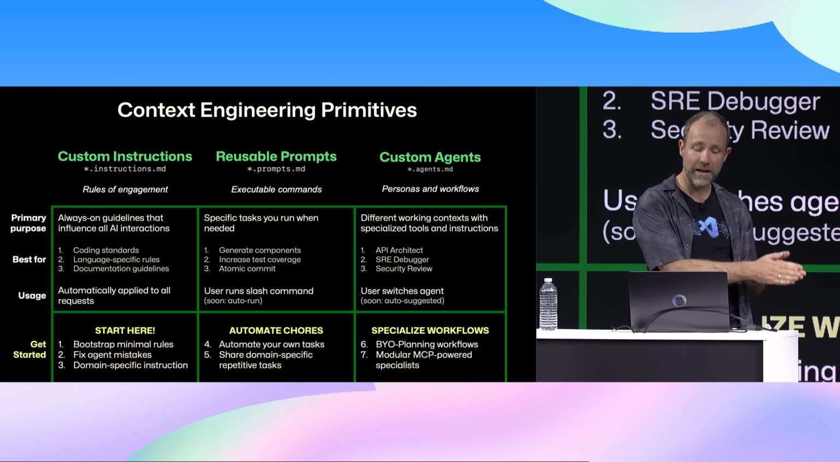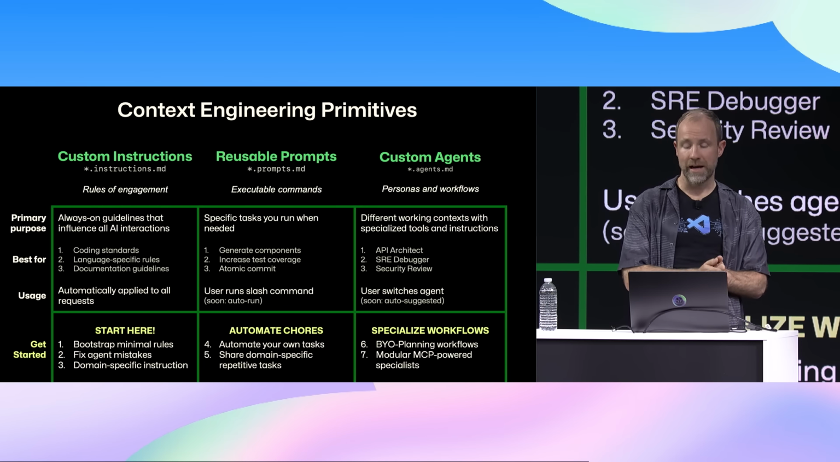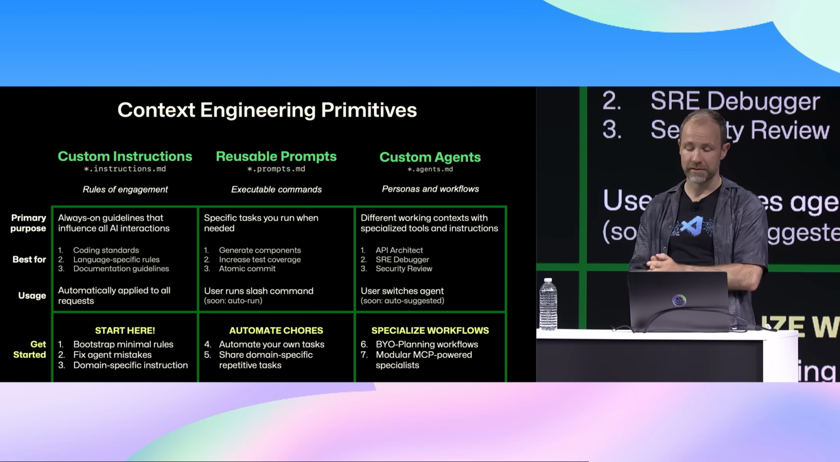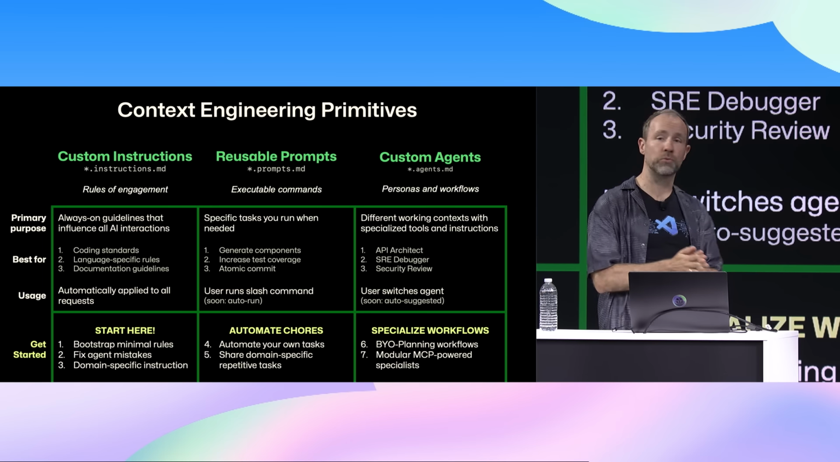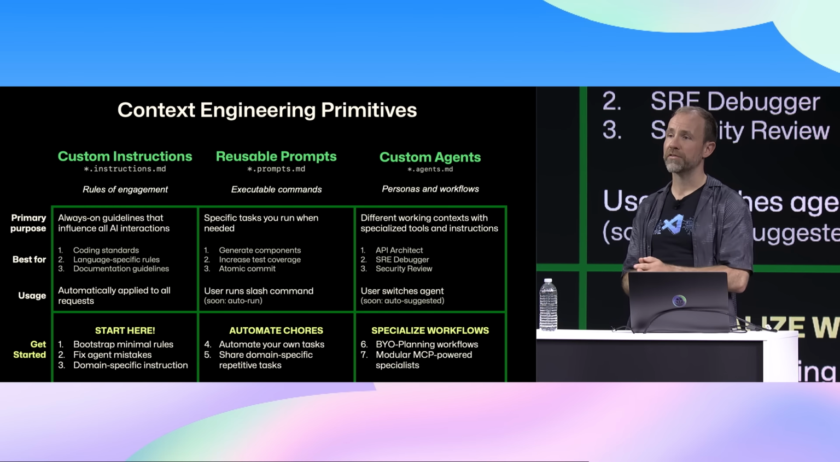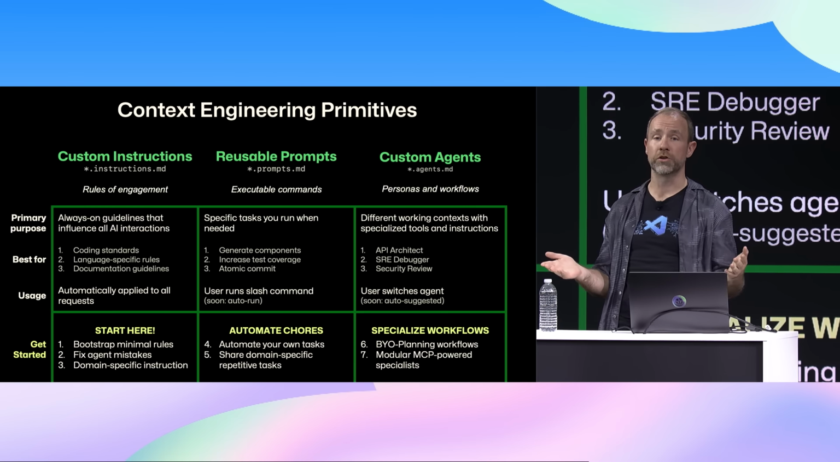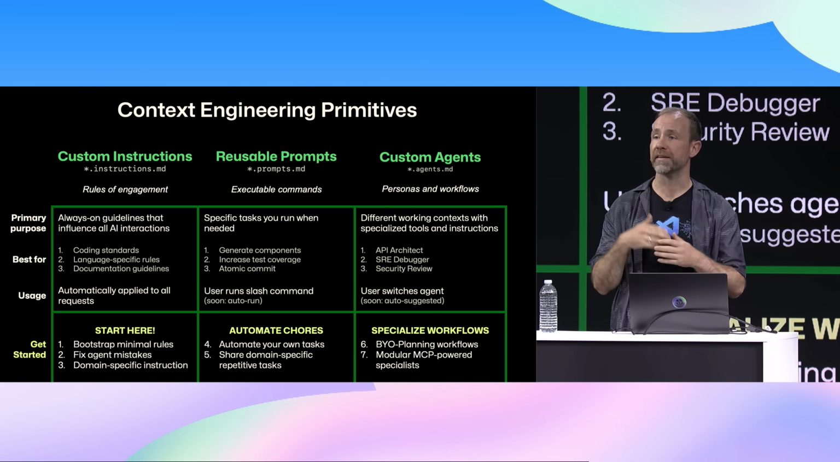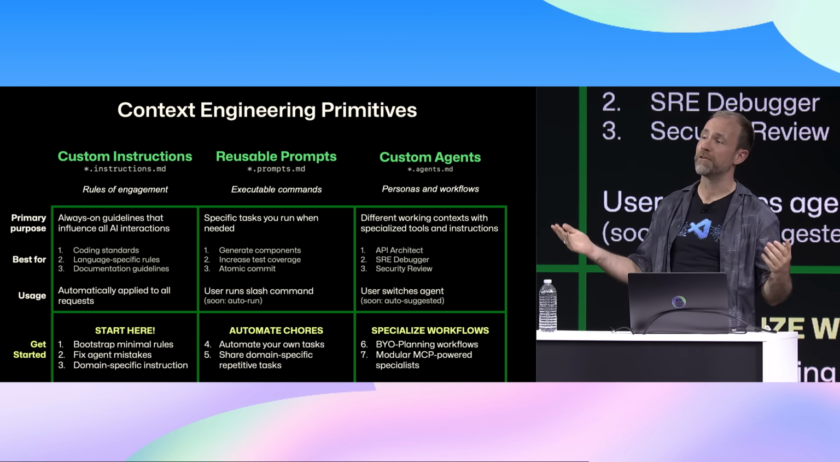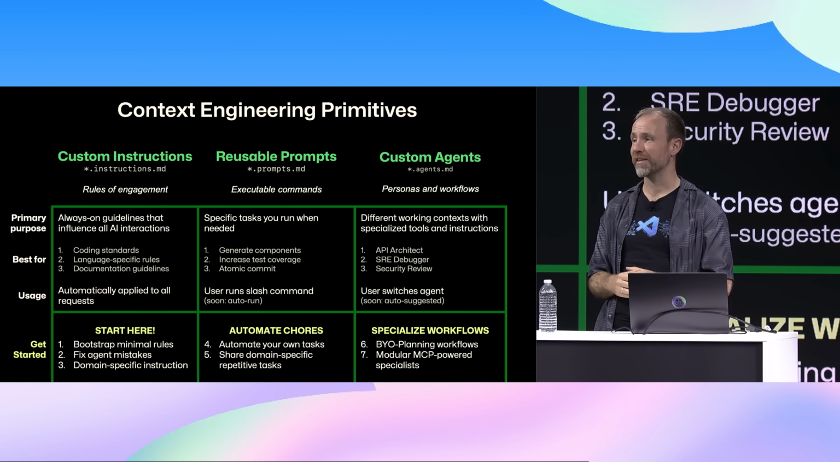So start on the left side, custom instructions, bootstrap minimal, fix the agent, automate chores, and then move on to workflows. So that's how we start. A lot of documentation is in our VS Code docs. There's a doc as well about context engineering. If you want to read more, it's written by me. If you have feedback, please open issues as well. Otherwise, happy context engineering.